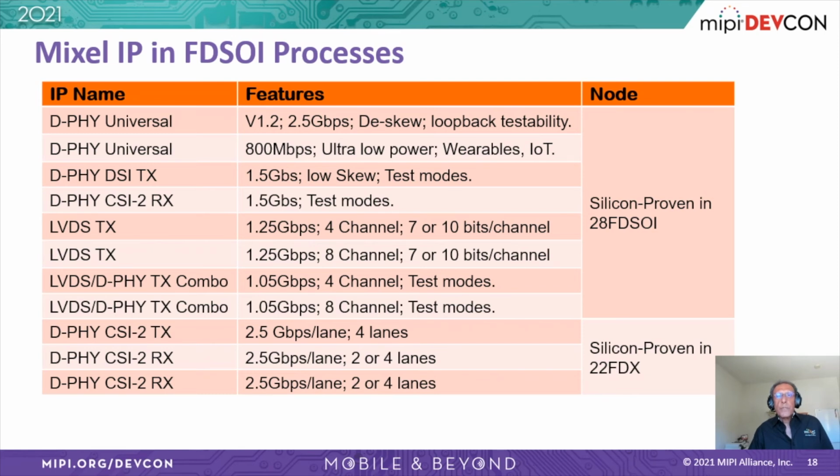Here is a quick overview of the Mixel silicon-proven IPs in 2 different FDSOI nodes and foundries. You can see a mix of D-PHY, transmitter, receiver, and universal lane configurations, together with LVDS and D-PHY LVDS combo IPs. All those IPs are silicon proven with first-time silicon success.